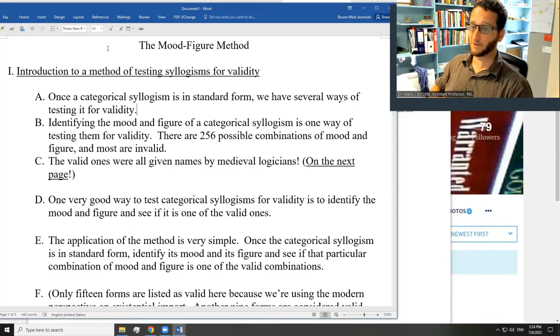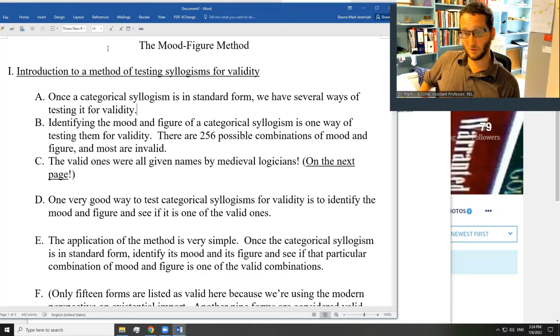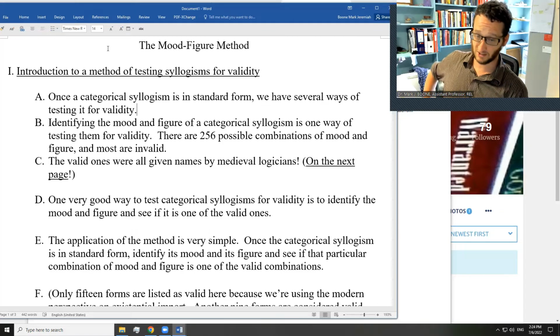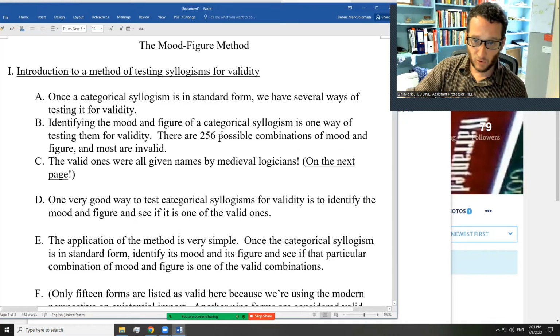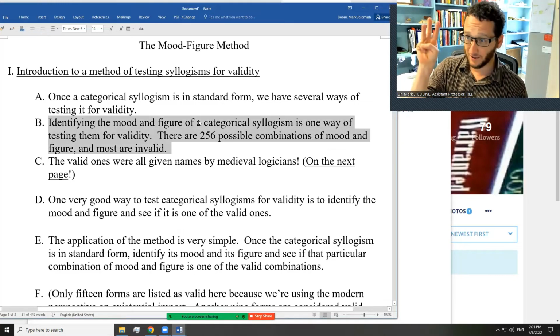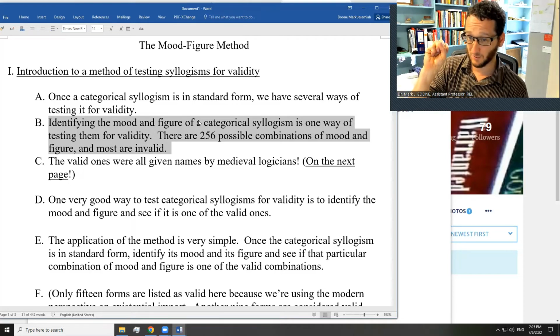And there are 3 major methods we want to use: the rules method, the Venn diagramming method, and the mood-figure method. This video will introduce the mood-figure method, but at this point it's terribly easy. 2 videos back, in the introduction to categorical syllogisms, we looked at mood and figure. So mood is just 3 letters, 1 for each of the statements in the argument, 1 for each of the premises, and 1 for the conclusion. 2 premises, 1 conclusion, 3 capital letters, 1 for each, and those capital letters are A, E, I, or O for the first premise, A, E, I, or O for the second premise, and A, E, I, or O for the conclusion.